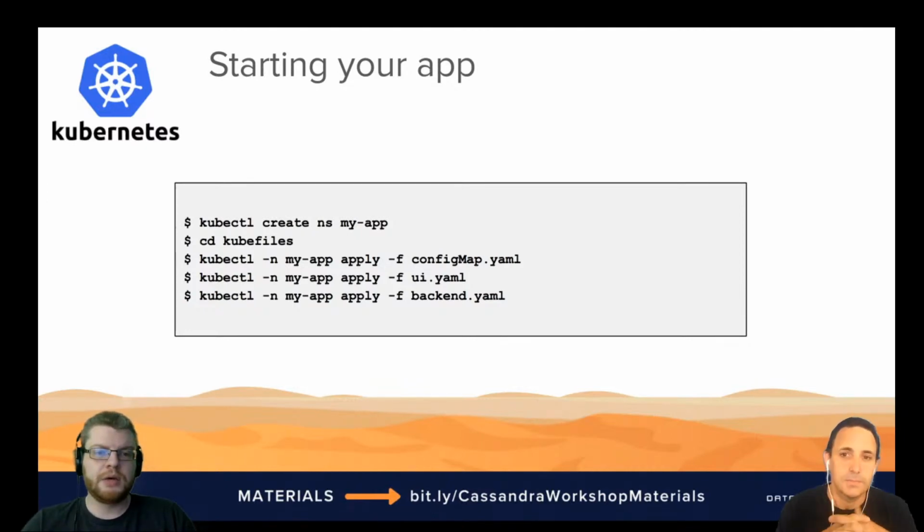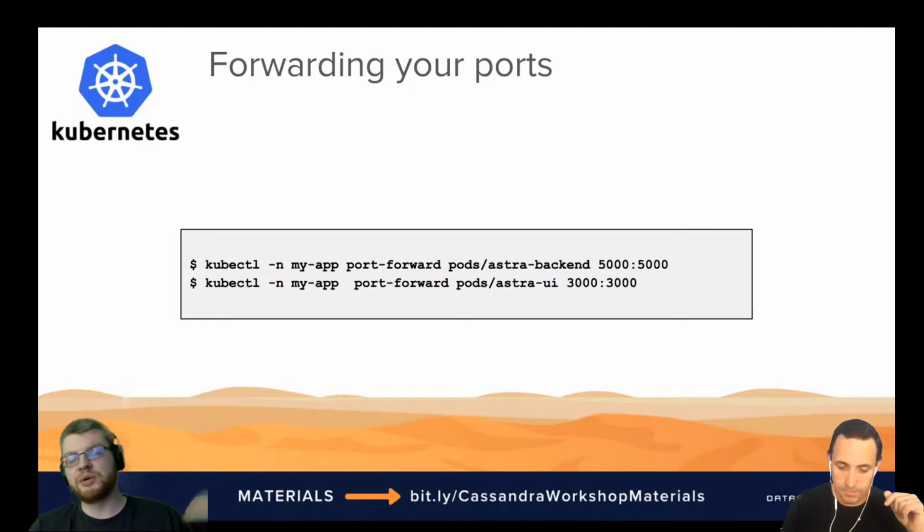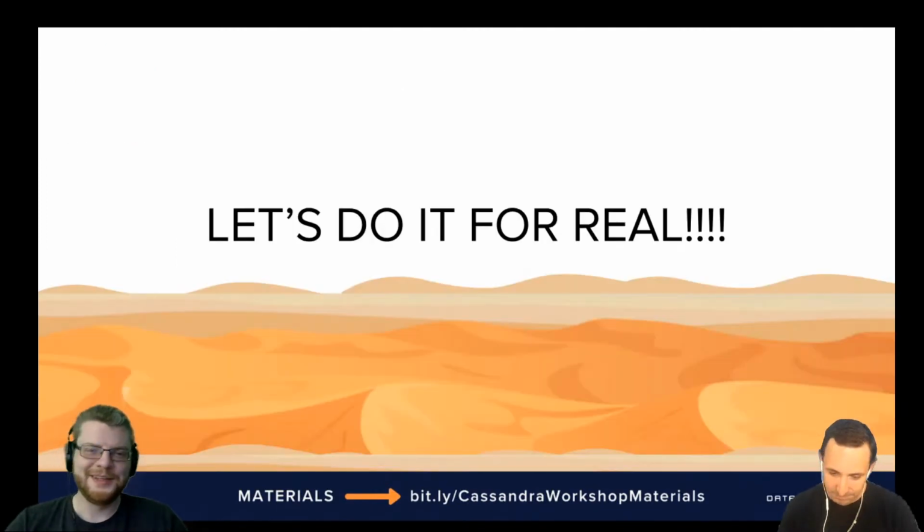Absolutely. Okay. Last step is going to be forwarding our ports, and this is literally just saying, hey, namespace my app, we've got to forward some ports open so we can hit them from the outside. In our browser, we're actually going to go in and hit both of these once we're done, and you're going to see the backend running, you're going to see the UI running. Boom, good to go. Awesome.